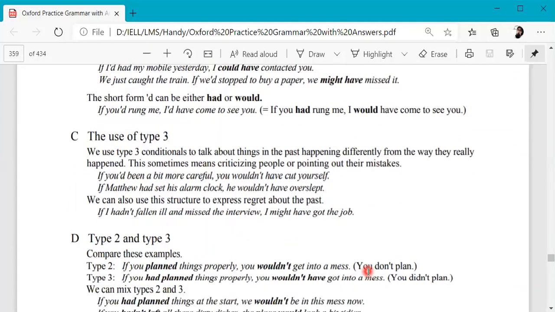The use of type 3. Now, where do we use type 3? We use type 3 conditionals to talk about things in the past happening differently from the way they really happened. So in the example we saw, they are coming back from camping, and they say this happened during our camping holidays, but if this had happened, they are imagining a situation in the past to have been different. So in this certain context we would use type 3.